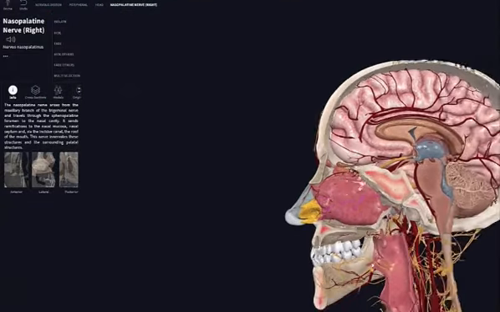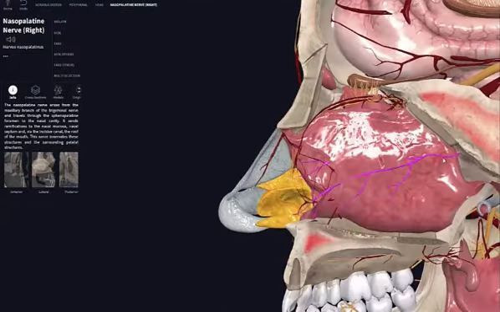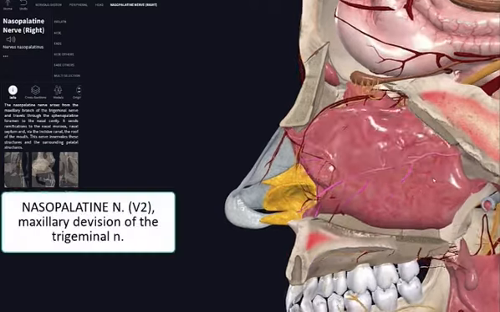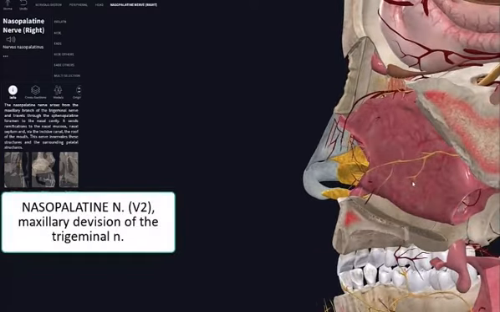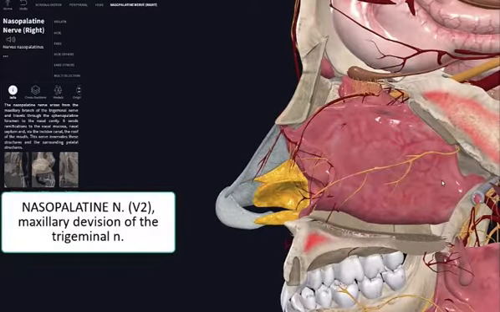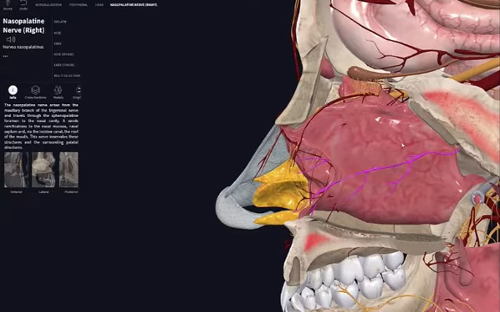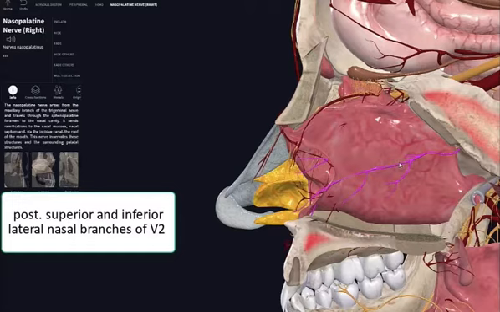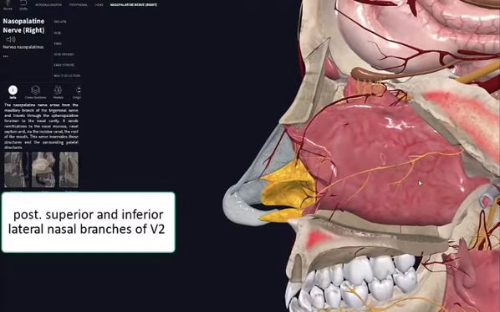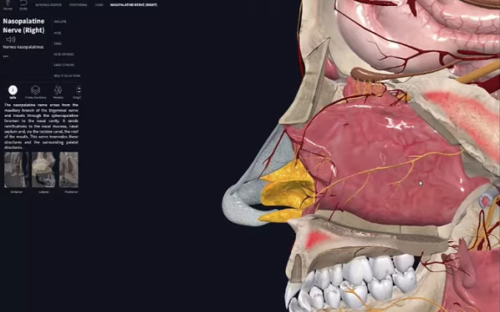And go back out, put this into context. The nasopalatine nerve is going to be a branch of the maxillary division of the trigeminal nerve, so a branch of V2. In addition to that, there are some more smaller branches that may not be shown here. These would also be branches of V2. They're called posterior superior and posterior inferior lateral nasal branches of V2.